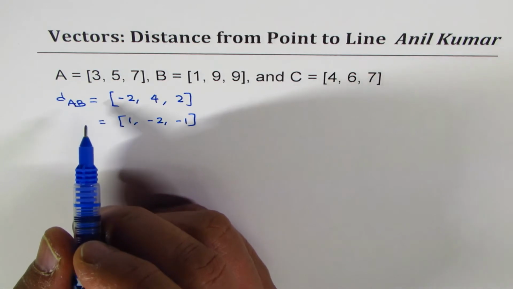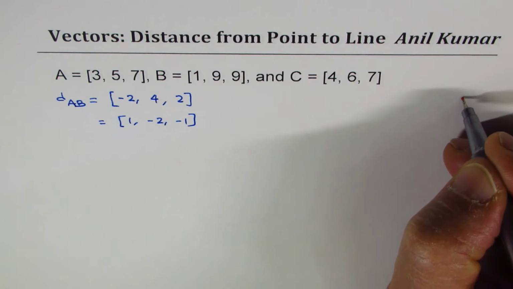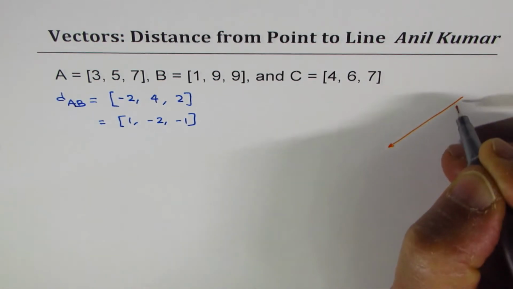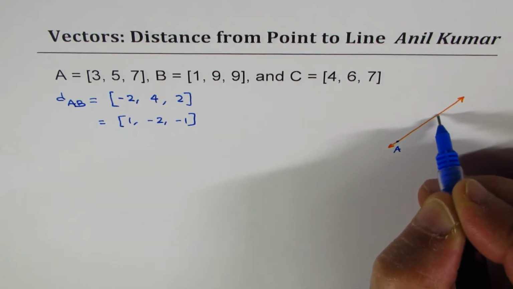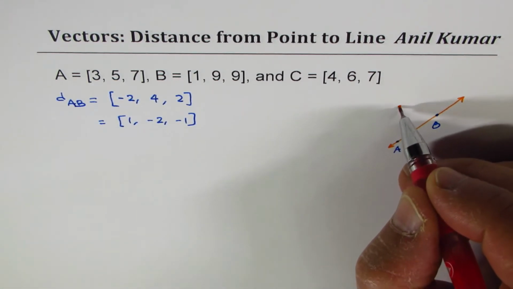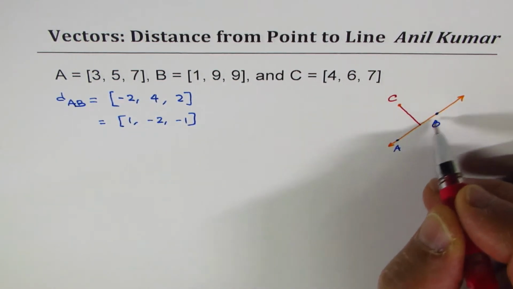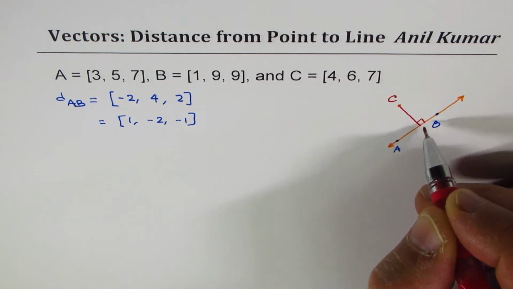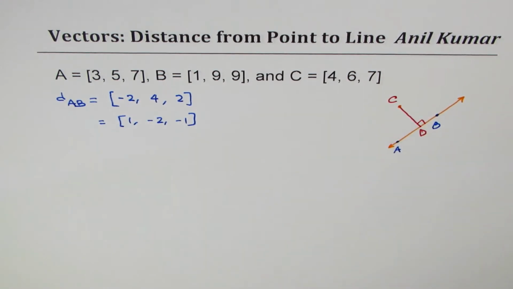Now what we need to find is, let's resketch. Let's say that's the line AB for us, and we have a point C somewhere away. So we have to find the shortest distance between C and the given line AB. That is possible if we can find the foot of the perpendicular D, right? That is the objective in this particular exercise.